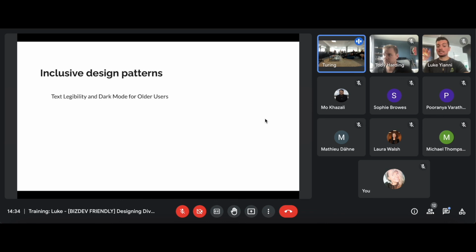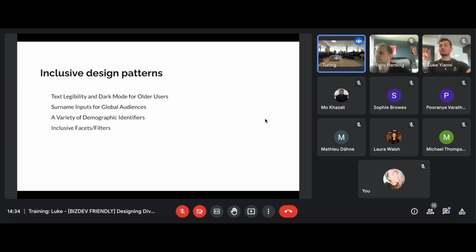Text legibility in dark mode for older users, surname inputs for global audiences, a variety of demographic identifiers, so you can identify with who you are, not just a small community, inclusive facets and filters, so that's filtering based off of your specific needs as a person from a community, diverse illustrations, and also a quick accessibility test that anyone can do.